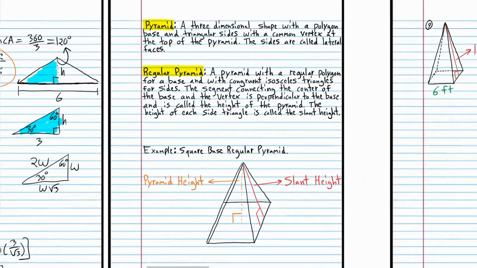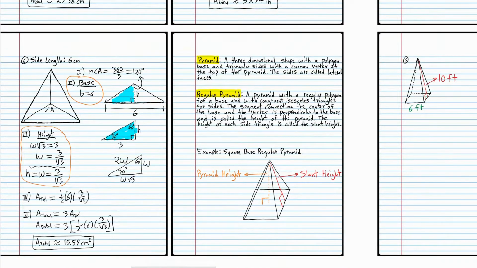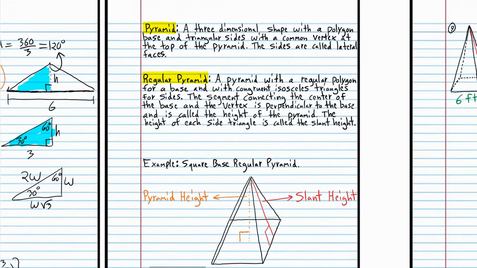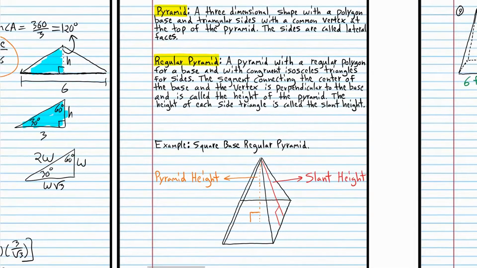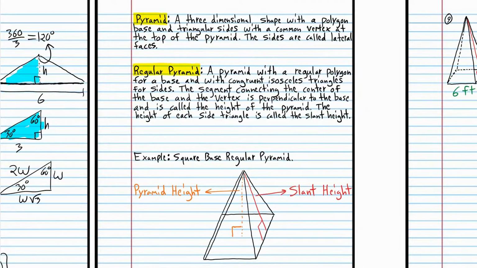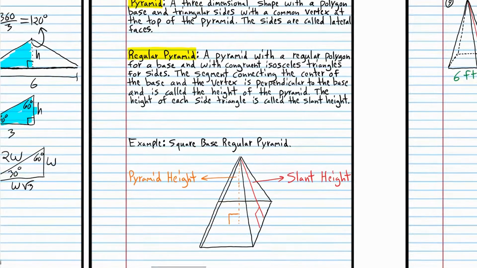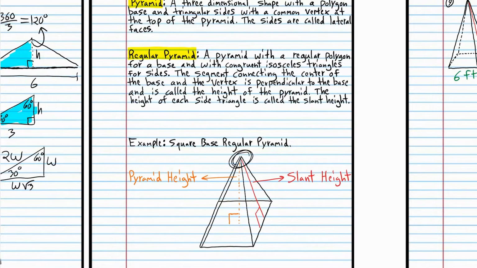Okay, now we're going to learn how to find the surface area of regular pyramids. So you probably know what a pyramid is, but the technical definition is it's a shape with a polygon base and triangular sides with a common vertex. This top side is called the vertex. And these sides over here are called the lateral faces.